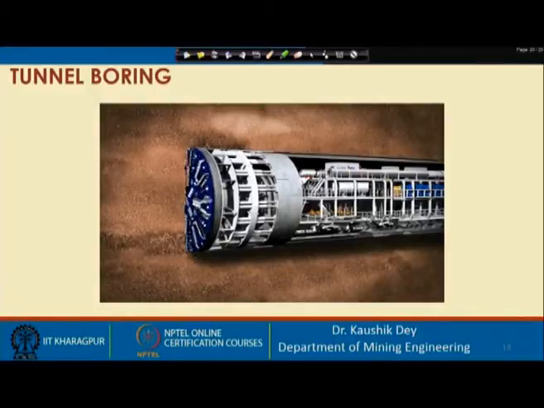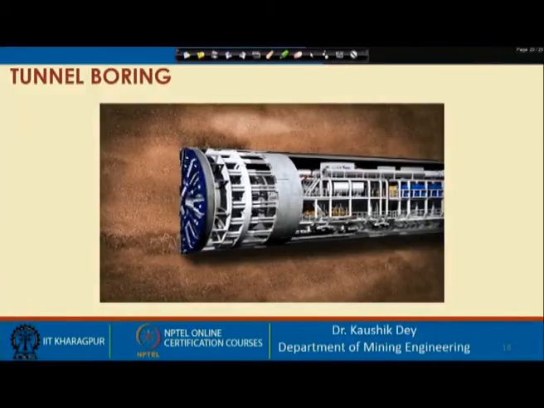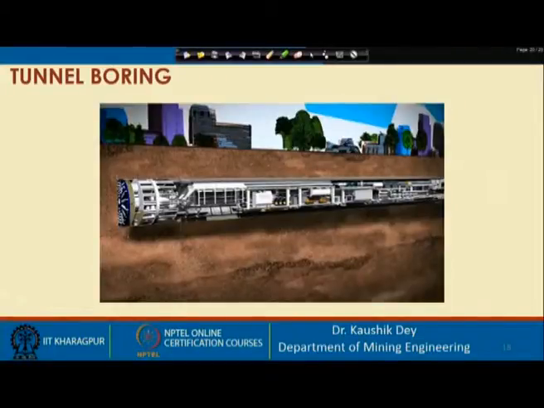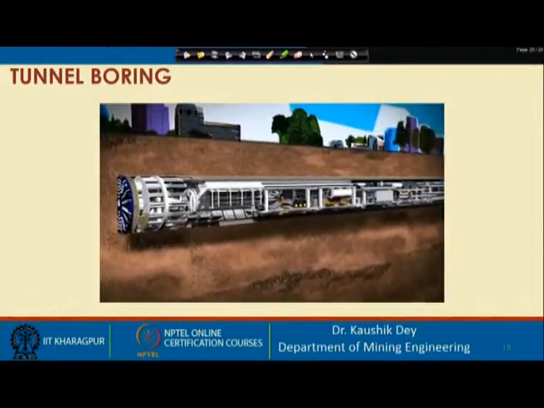Once each section of ring building is completed, the next tunneling phase can start. However, the problem associated with large diameter tunnel boring machines is that the capital requirement is very high. So, a TBM may cost you around 50 crore, 100 crore, something like that. So, the capital cost requirement is very high.